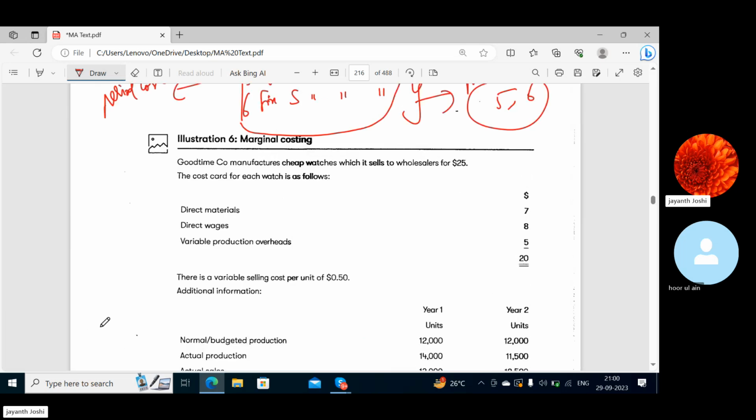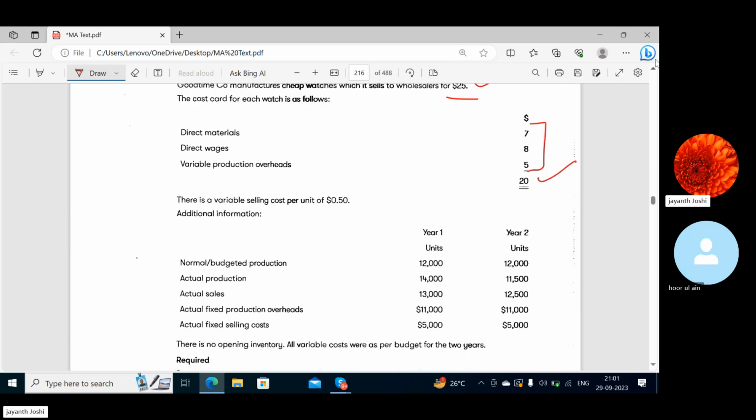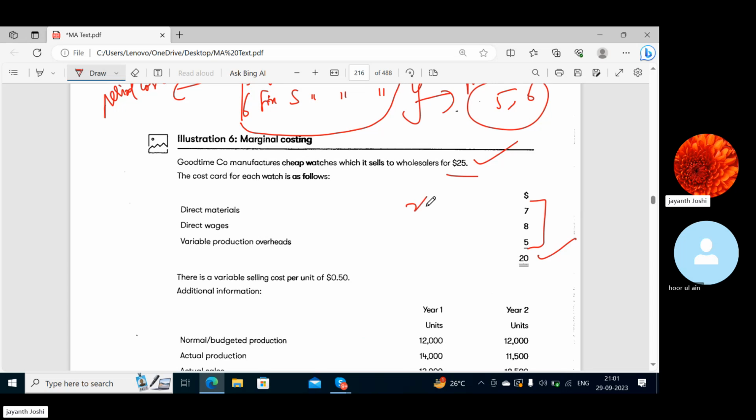Good Time Company manufactures cheap watches, which it sells to wholesalers for $25. The cost card is given to you. These are all the variable expenses: material, labor, and variable production overheads. So this is the selling price, right? $25 is the selling price, revenue.